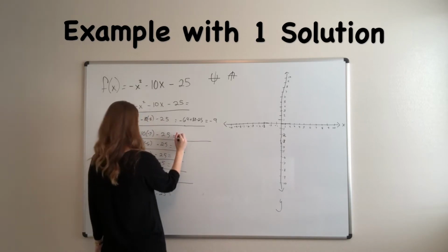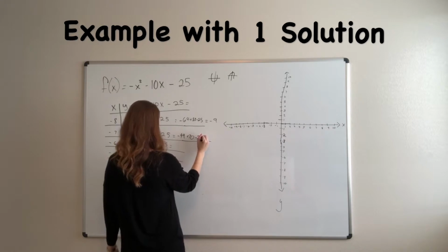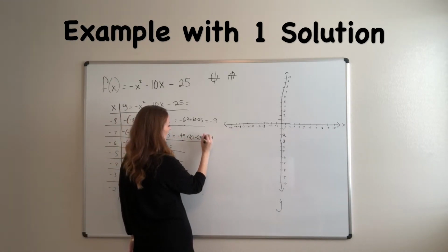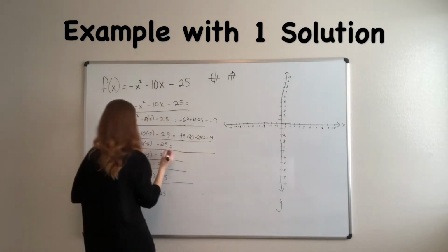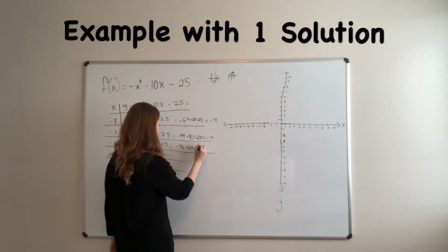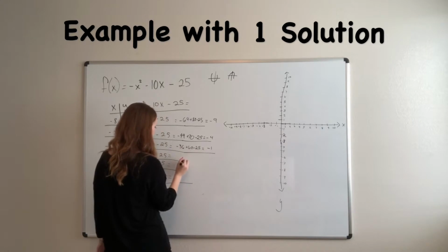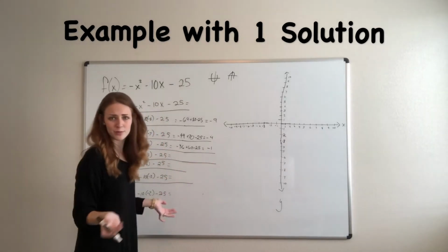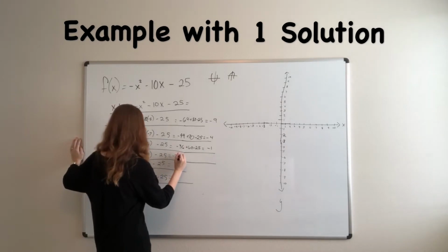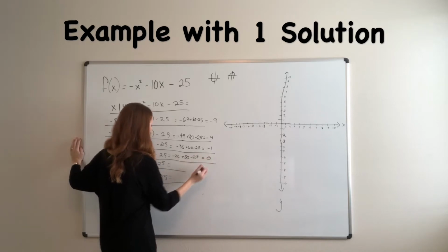And this one we have a -49 plus 70 minus 25. That's going to give you 21 minus 25 is going to give you -4. -36 plus 60 minus 25 is going to give you 24 minus 25 will give you -1. And once again, you can always do this on your calculator. I'm just showing you an example. This will be -25 plus 50 minus 25. It's going to give you 0.